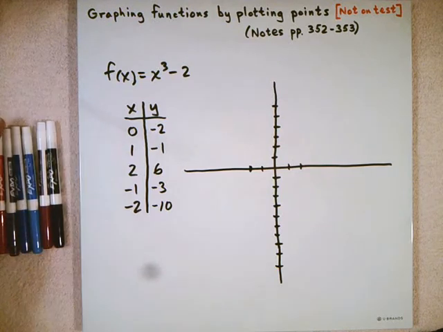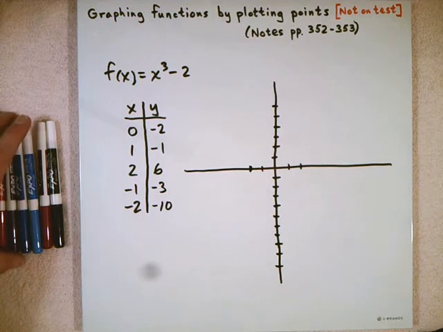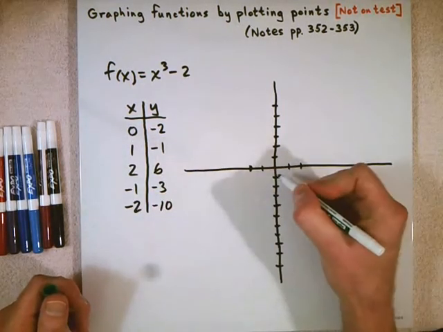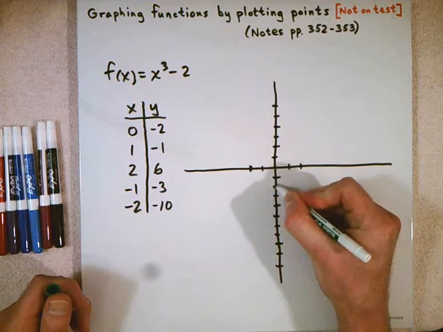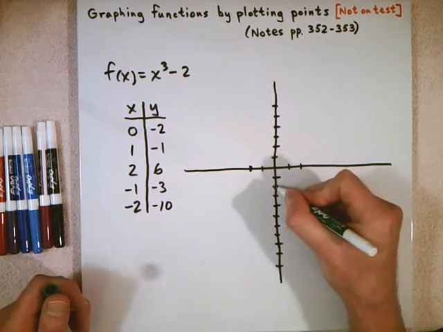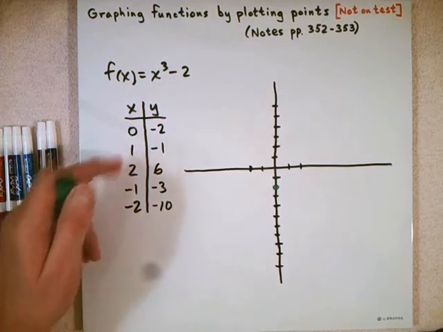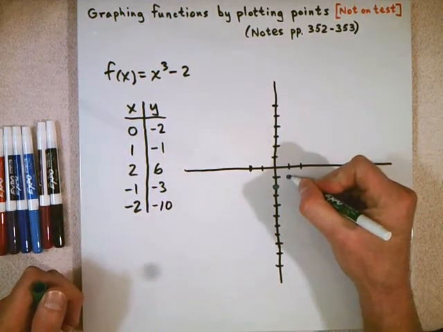So let's go ahead and plot these points. And shouldn't be too hard to do. Where is 0, negative 2 at? Well, 0, negative 2, x is 0, y is negative 2. It's going to put it right about there. Hard to see that there. There it is. Okay. And then you got 1, negative 1, so it's over 1, down 1 right here. And then 2, 6, it's going to be up here.